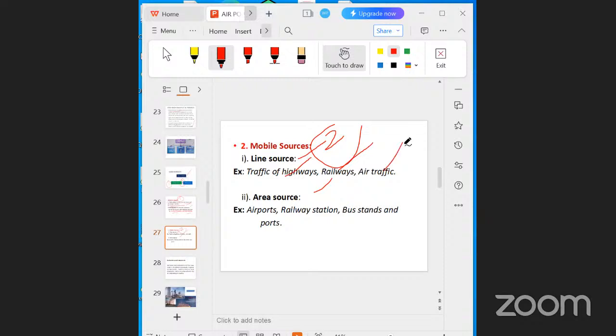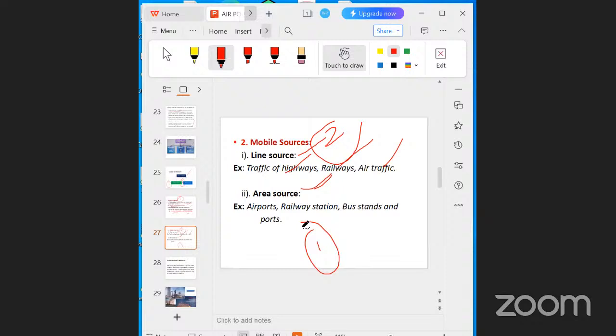The second one is area source. Area source means those sources are mobile but concentrated over a specific area. Examples are airports, railway stations, bus stands, and also ports. These are the examples of area sources.